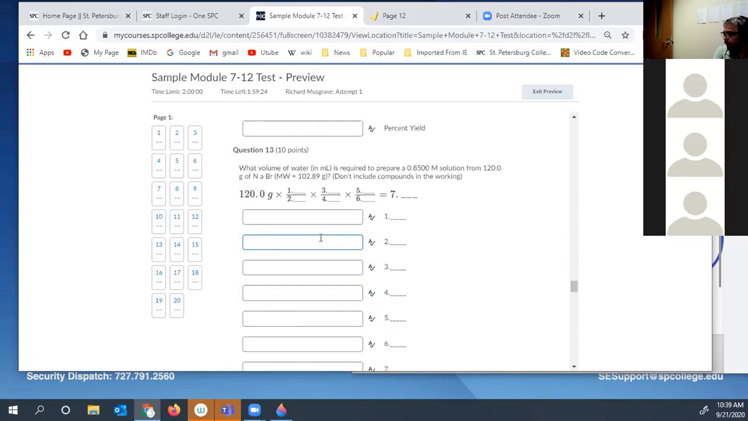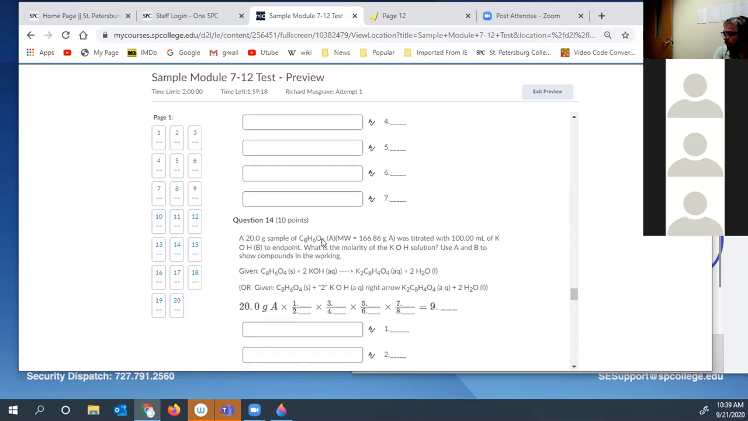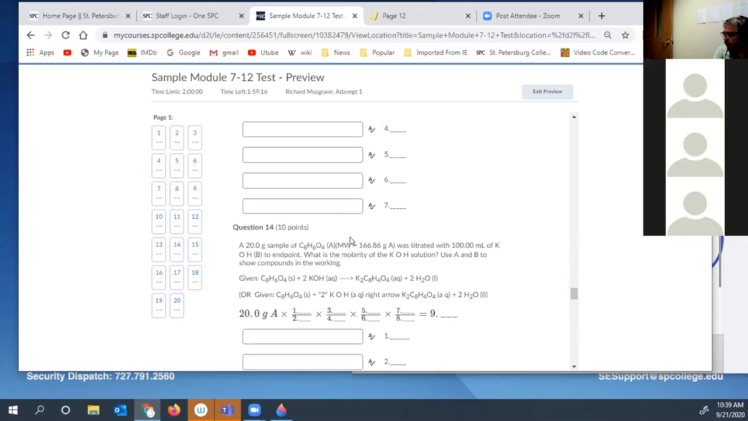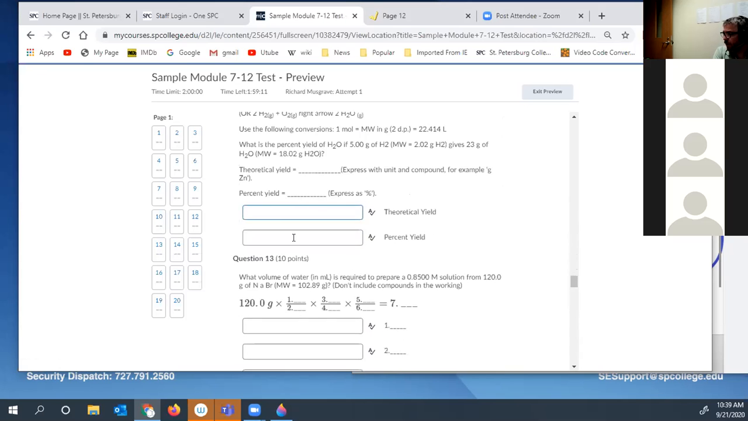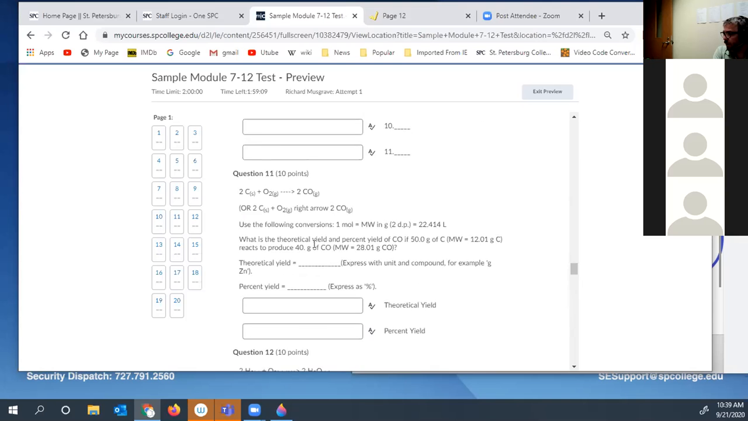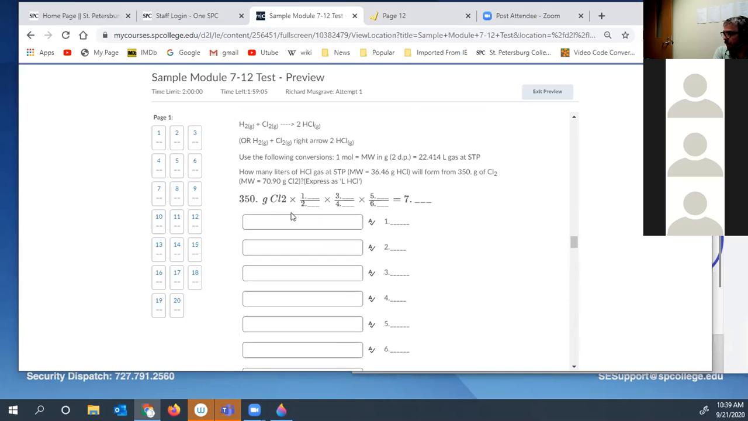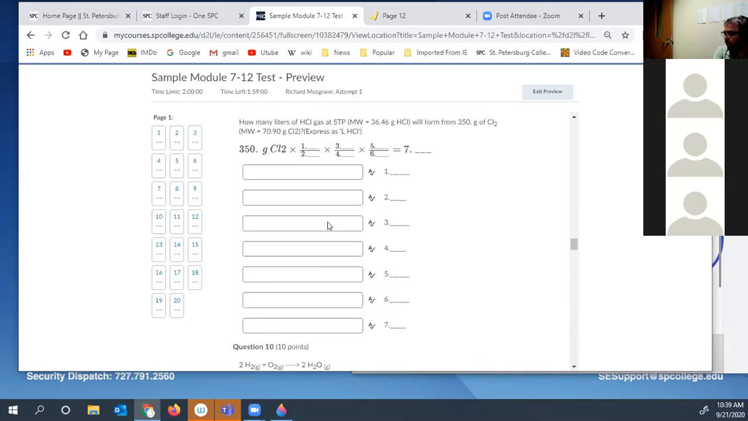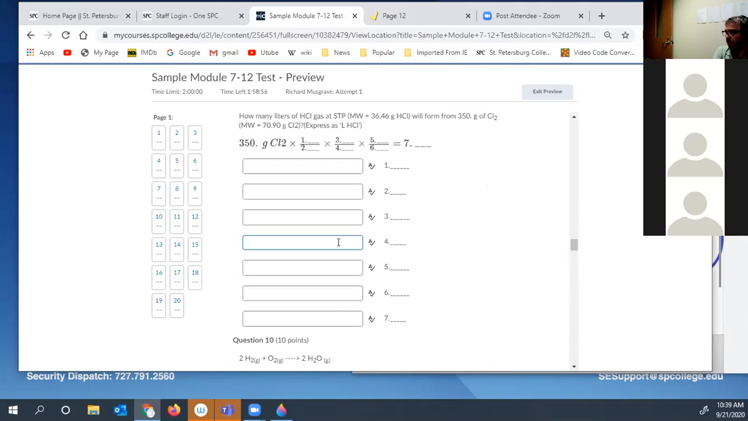and then more figuring out from where we start to where we finish. What have we got here? No, that's actually module 10. That was it. So it looks like it's 2 percent yield problems, limiting reagent, and then one of these where you have to go from one thing to another thing. So that's for 9, 10, 11, and 12. And those are the problems that relate to module 9 on the test.